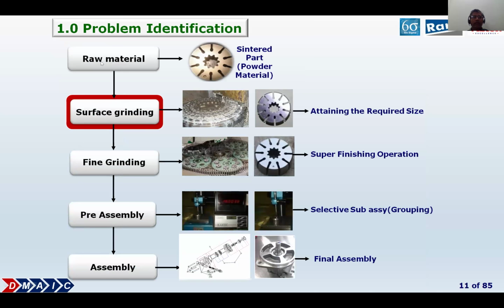Similar to that, I am mentioning it again with pictorial data. The raw material is a sintered part, as I mentioned earlier. The surface grinding is the process we are doing, then fine grinding, then pre-assembly, then assembly. This is the process of that particular rotor.